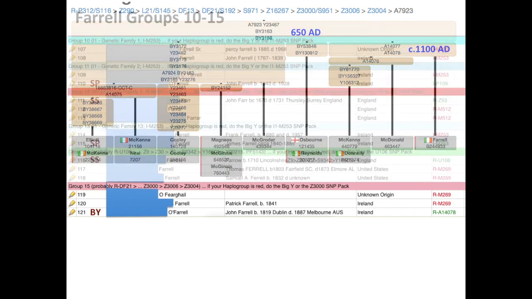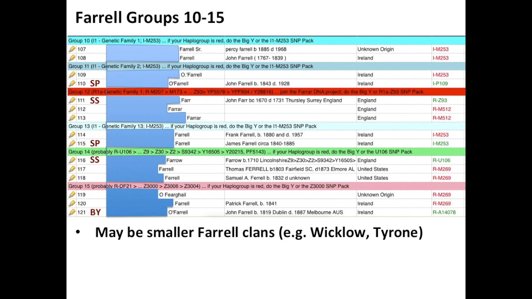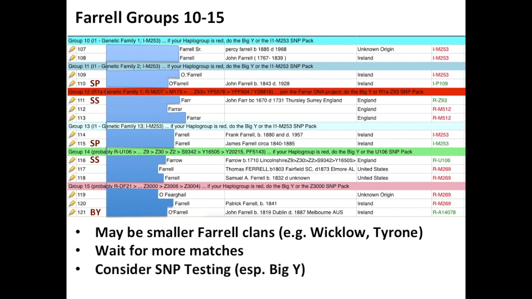So those are the remaining Farrell groups. They may represent the smaller Farrell clans from Wicklow, from Tyrone, and from those other places that we saw at the start of the lecture. We need to wait for more matches for these ones. It's really a waiting game. But they should all consider SNP testing. In the absence of people to match to, do consider doing the Big Y test.